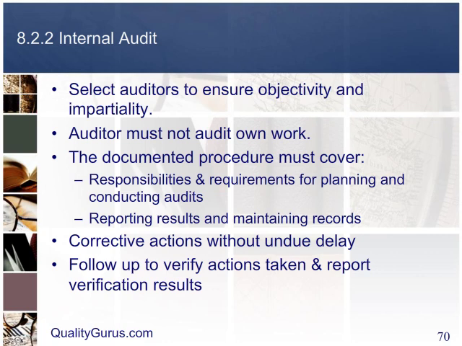While selecting auditors for an audit, the organization will ensure that the objectivity and impartiality of the audit is maintained. One way of ensuring impartiality is by ensuring that the auditor does not audit her own work, or the work under her direct influence. We earlier talked about 6 mandatory procedures to be established by the organization.